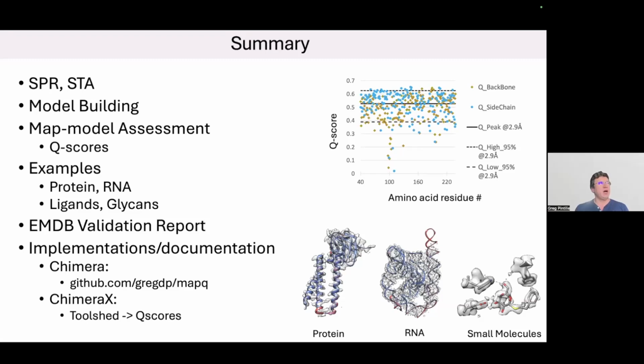Yeah, that's a great topic. I think that's being discussed a lot recently. The Q-score doesn't care too much whether it's a composite map or not. It really will just evaluate how well atoms and groups of atoms are resolved. So I wouldn't think it's a bad idea to calculate it.